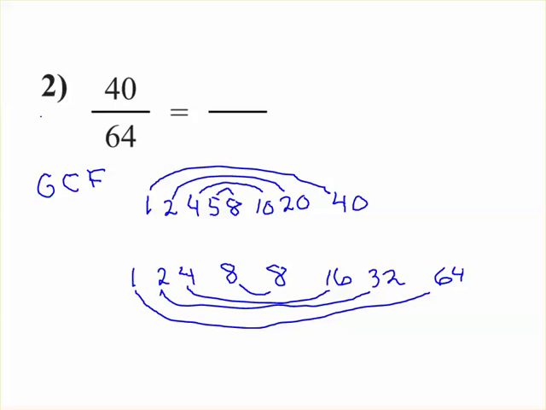Now, if we look up here, we want to find something that's in common between the top row and the bottom row. There's a 1 here and there's a 1 here. That's in common. There's a 2 and a 2. That's in common. A 4 and a 4. That's in common. An 8 and an 8, that's in common. There's a 10 up here, but there's no 10 down here. There's a 20 up here and no 20 down here. And there's a 40 up here, but no 40 down here. So the greatest common factor is the biggest one, and that would be 8 right there and there.